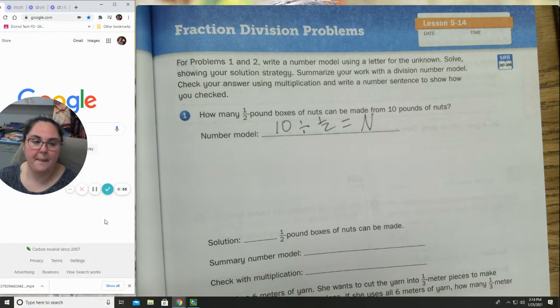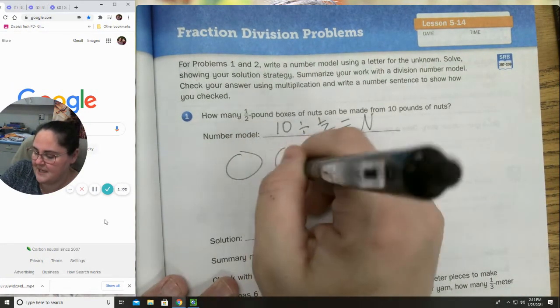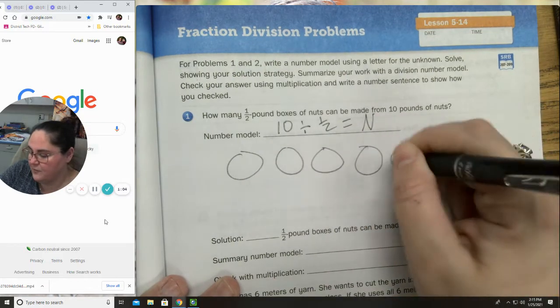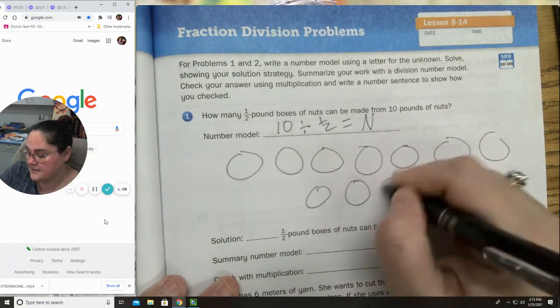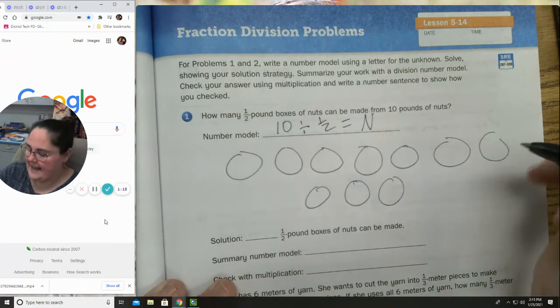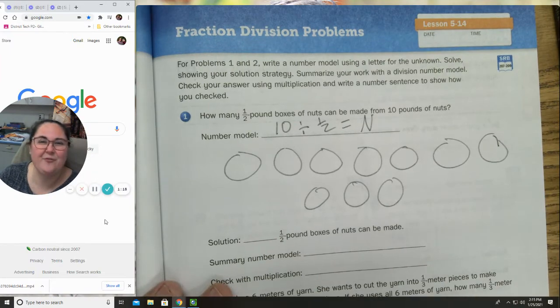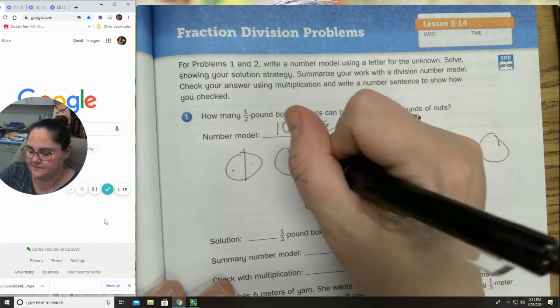Now, I'm a picture person. I like drawing pictures, so I'm going to draw a picture to help me. I'm going to start by drawing my 10 pounds of nuts. 1, 2, 3, 4, 5, 6, 7, 8, 9, 10. So this represents 10 pounds. I'm going to separate it into half-pound containers. So here's one, here's one.